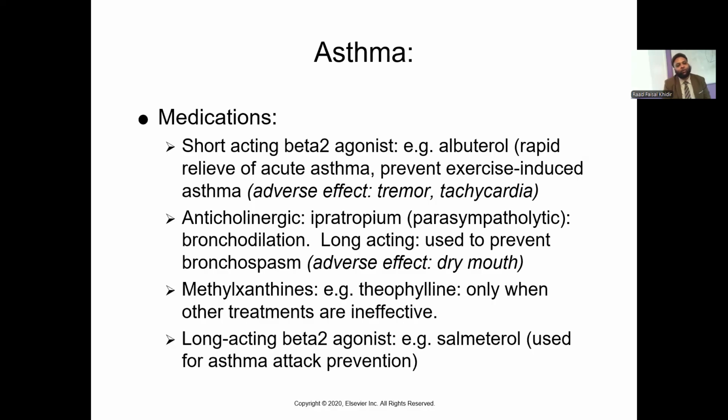Anticholinergic. We have the ipratropium. Those are parasympatholytics, and they are responsible for bronchodilation because in asthma there's a spasm, there's a constriction, overt tightness, so the air is not flowing properly into the airways. Methylxanthines. You have theophylline only when other treatments are ineffective. There's long-acting beta-2 agonist. That's the salmeterol. It is used for asthma attack prevention.